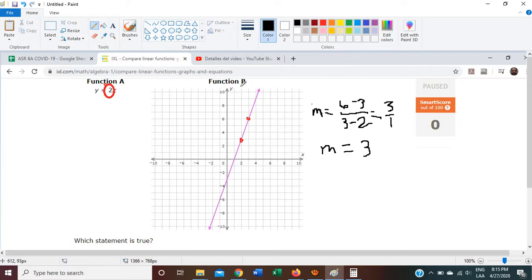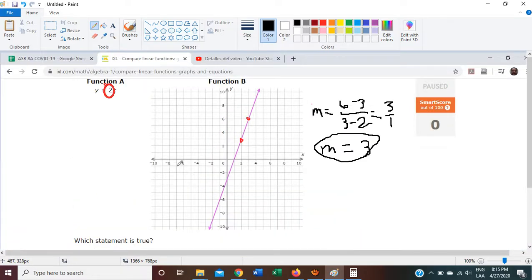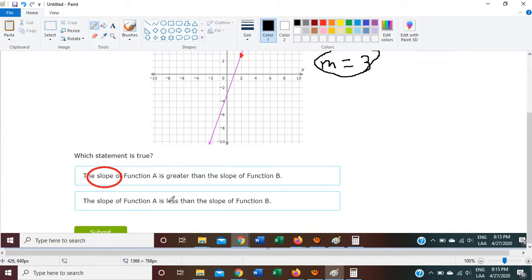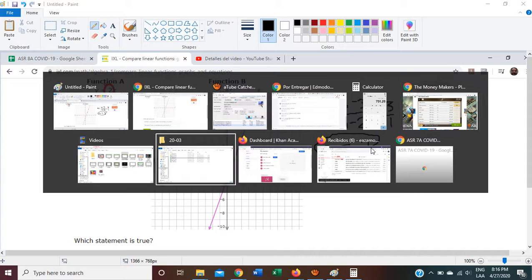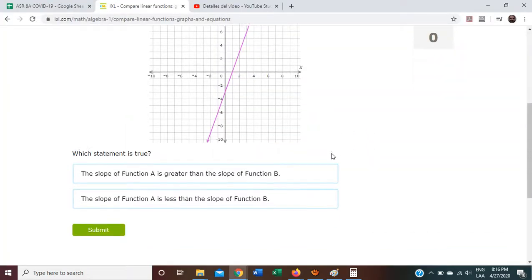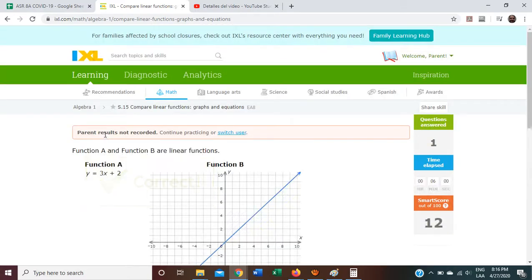Okay, so what function has a greater slope? This one has a slope of 3 and this one has a slope of 2, so this one is greater. Okay, so it says the slope of A is greater than the slope of B. No, this is false because this is 2 and this is 3. The slope of function A is less than the slope of function B. Yeah, because 2 is less than 3. Okay, so let's go back to IXL. Okay, and we choose the second one. We submit. Okay, and this is what you have to do.